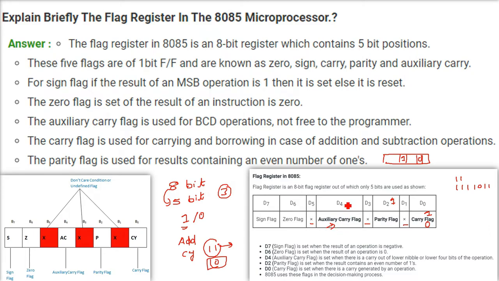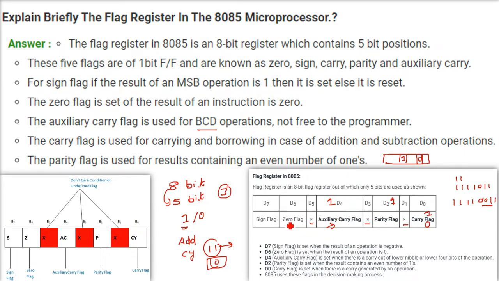This auxiliary carry flag is set when there is a carry out of the lower nibble. Nibble means, since we have 8 bits, the lower part consists of 4 bits and the upper 4 bits. So when there is a carry out of the lower nibble, or lower 4 bits, of the operation, we call it the auxiliary carry flag. This is used for BCD operations, and is not very much available to the programmer.